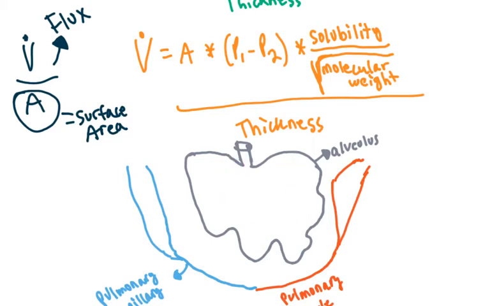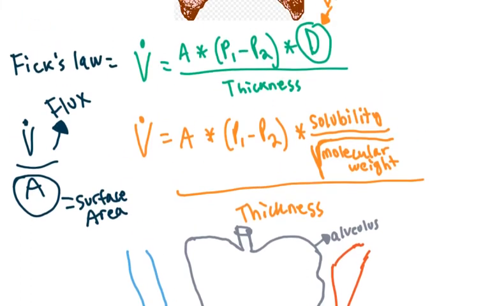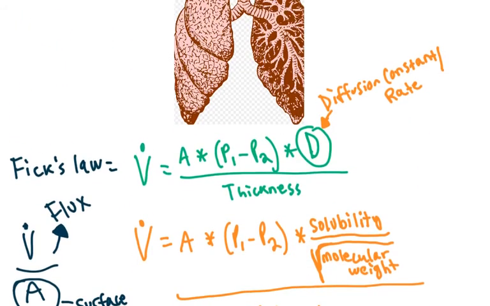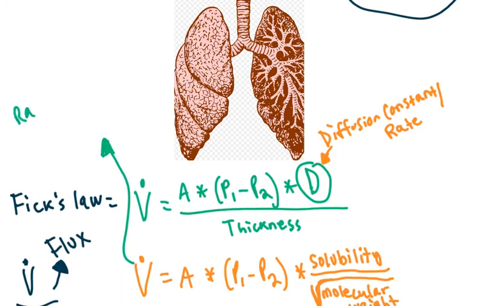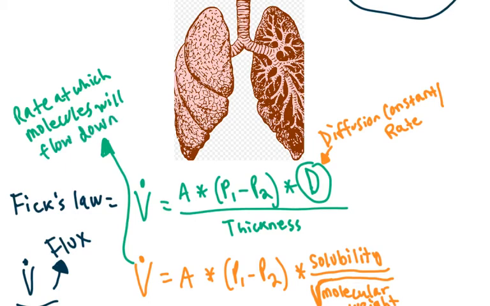low, oxygen, because of Fick's law, remember this, so let me go and write this down. So this is the rate at which molecules will flow down, or diffuse down, a specific membrane.